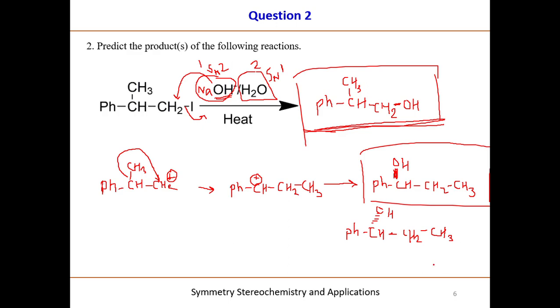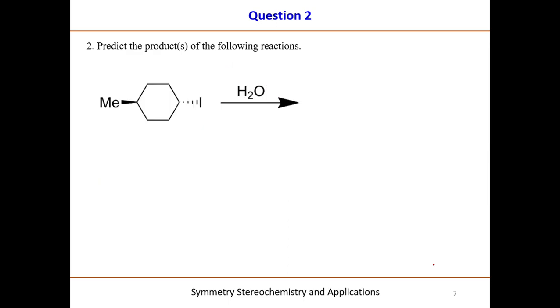Now move to the next question. On the arrow you can see here only H2O is given. That means we have to consider H2O as a nucleophile here. Only H2O is given. So here you can see that this is a di-substituted cyclohexane.